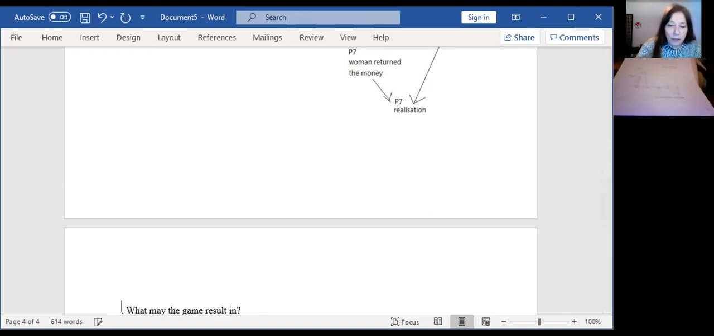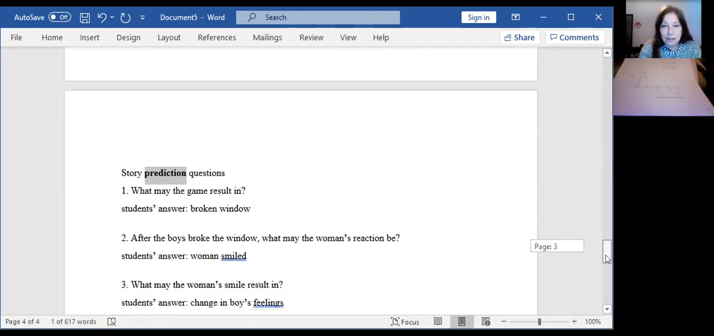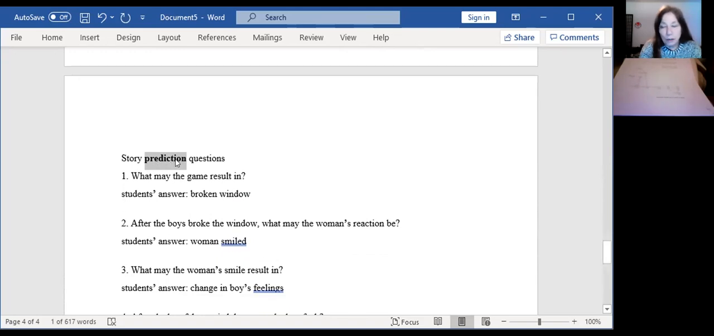So you could even write that: prediction questions. Okay, and you can use this word in the lesson, prediction, because the examiners will want to know that you're aware of this idea of the students being able to predict from the title and also from the introduction to the story. Okay, so what may the result, or what might, may or might, now the game result in?